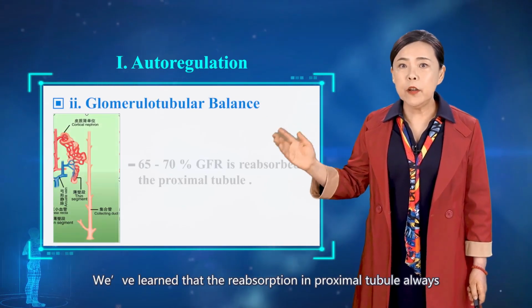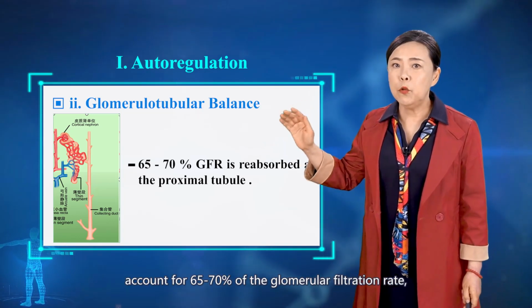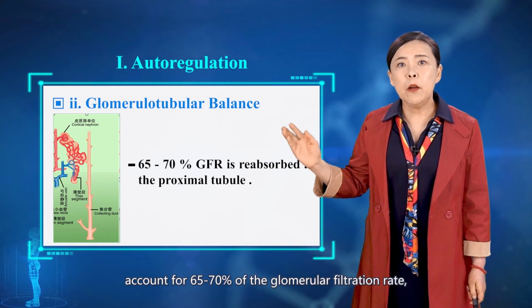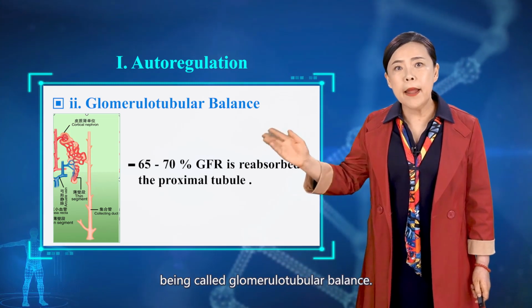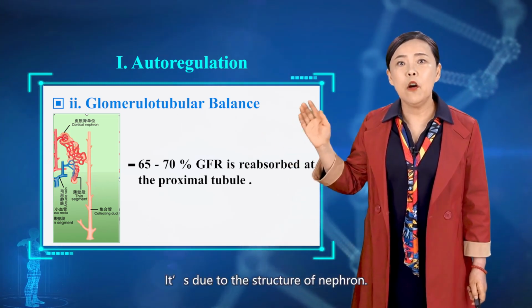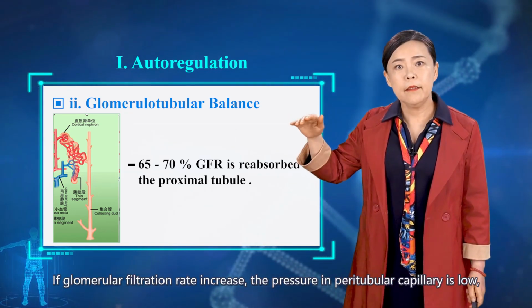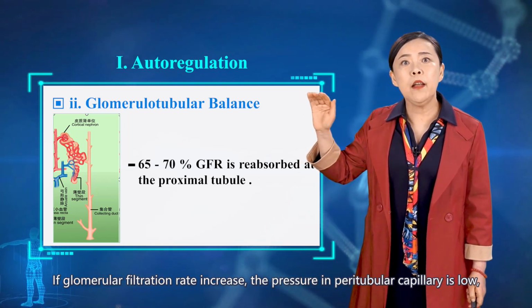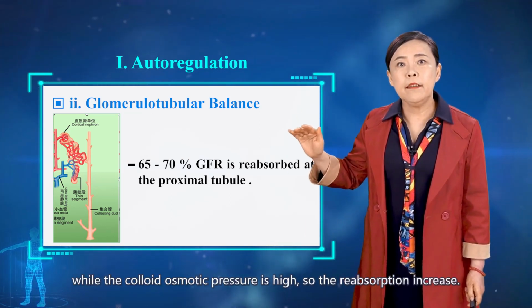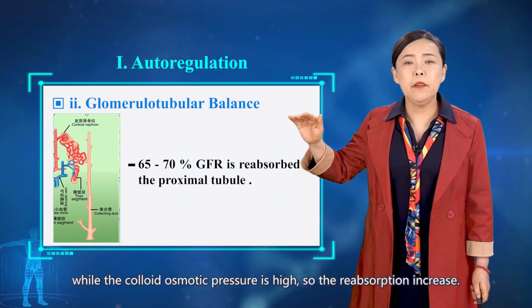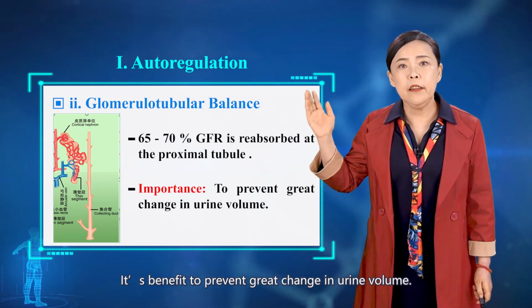We've learned that reabsorption in the proximal tubule always accounts for 65 to 70% of the glomerular filtration rate, called glomerular tubular balance. It's due to the structure of the nephron. If glomerular filtration rate increases, the pressure in the peritubular capillary is low, where the colloid osmotic pressure is high, so the reabsorption increases. It helps prevent great changes in urine volume.